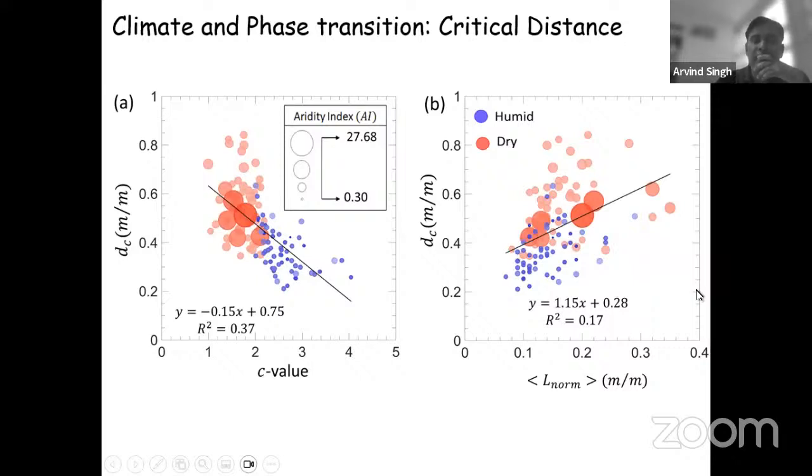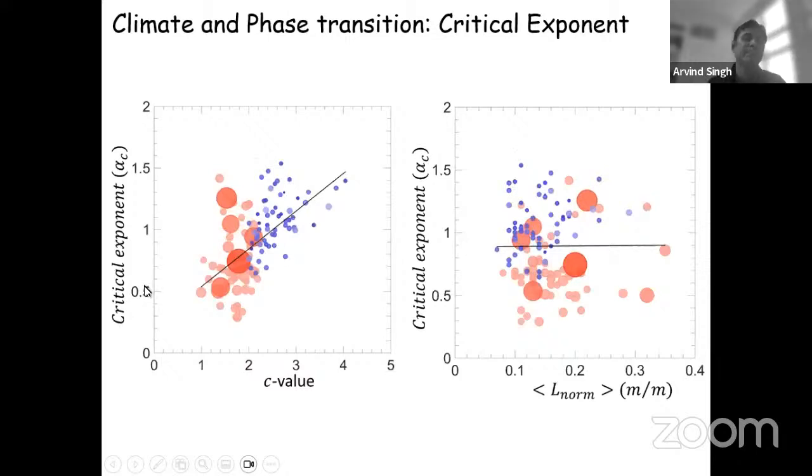On the other hand, when we plot the critical exponent, that is the slope, or the power law slope, as a function of heterogeneity or C value, what we observe is that dry basins have a smaller critical exponent, or power law slope, as compared to the humid basins. And the critical exponent does not have a dependence on the link lengths or geometry.